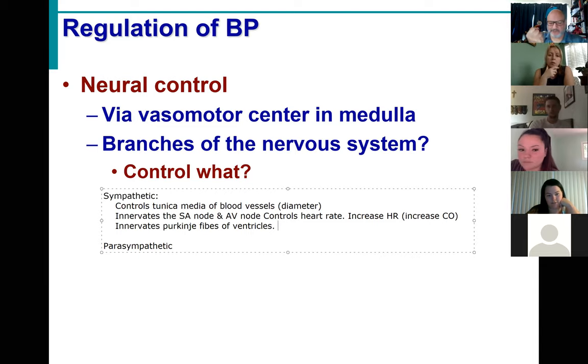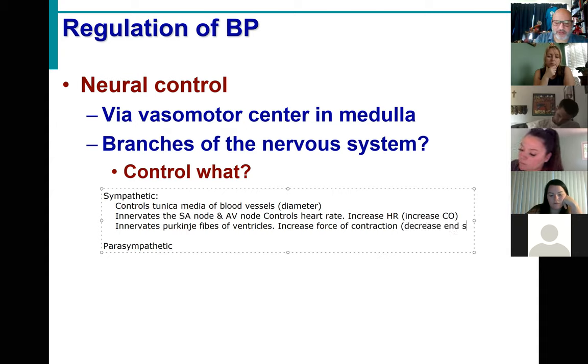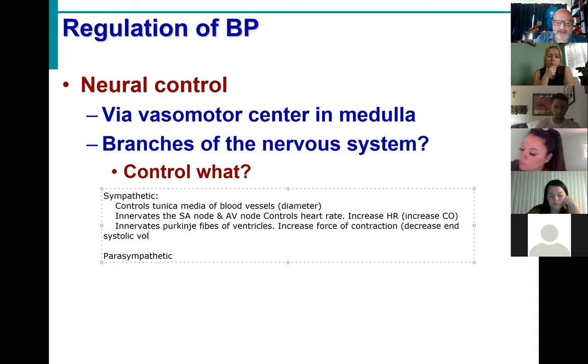Increases the force of contraction. Excellent. It increases the force of contraction. And if we are increasing the force of contraction, then if you think about that, that is going to decrease our end systolic volume. And if we decrease our end systolic volume, that is going to increase our stroke volume. And if we increase our stroke volume, then that, of course, is going to increase our blood pressure.